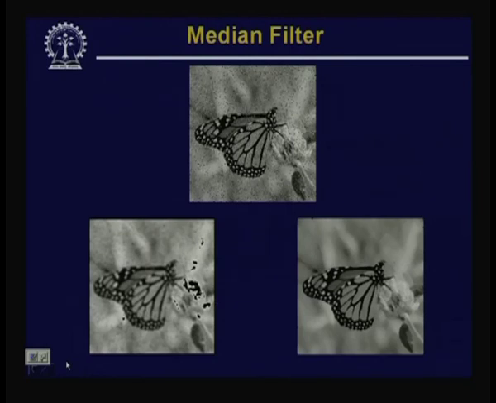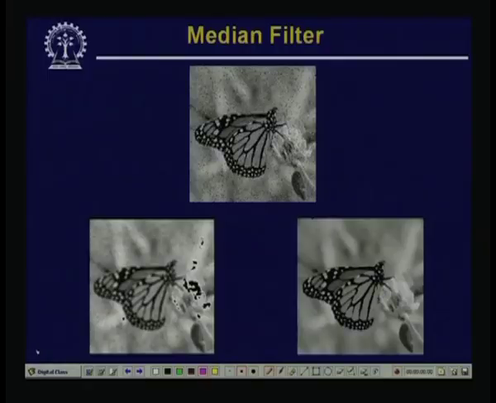So, these are the different filtering operations which reduce the noise in the image, or the filtering operations which introduce blurring or smoothing over the image. We will now consider another kind of spatial filter which increases the sharpness of the image. The spatial filter that we will consider now is called the sharpening spatial filter.